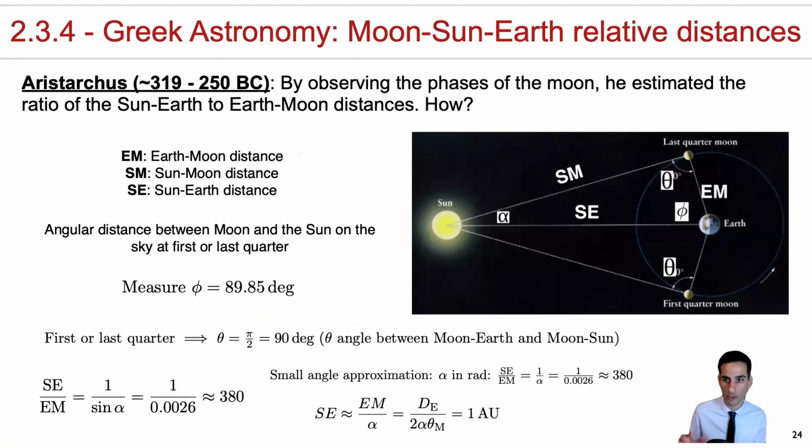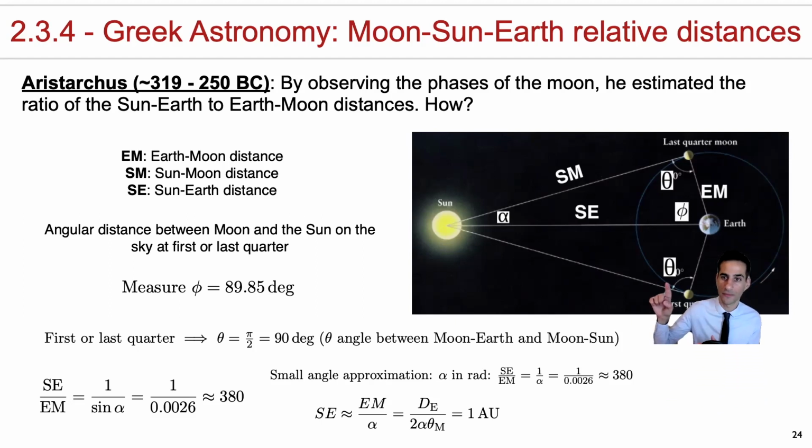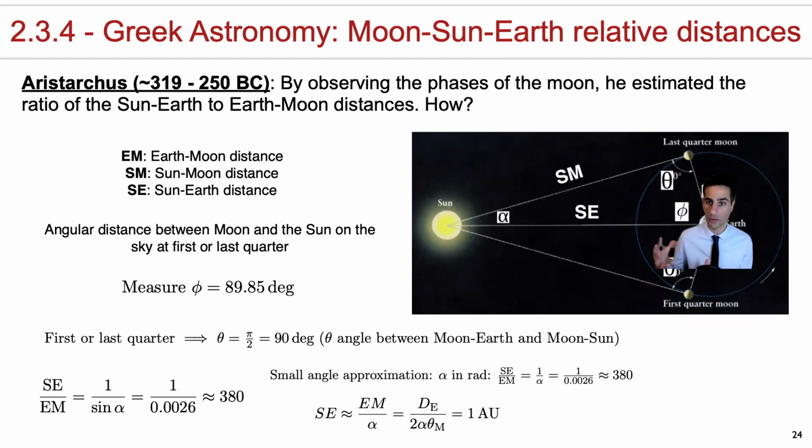The classical way to determine the distance from the Earth to the sun is not to explore an eclipse, but actually to explore 2 key positions that you can see on this diagram: when the moon is at the last quarter or the first quarter. At those positions, we know that this angle theta that you can see here is 90 degrees. This is by definition, the definition of the first or last quarter. So what we need to do is measure this angle phi, essentially the angle between the sun and the moon.